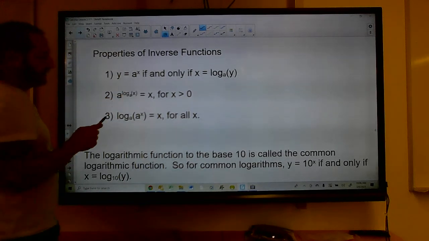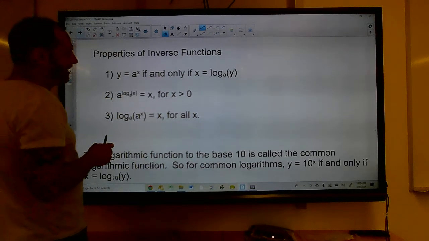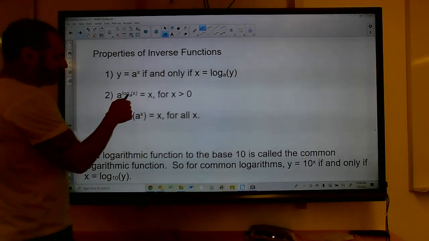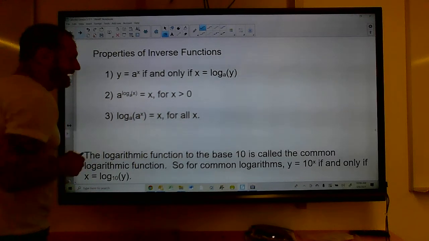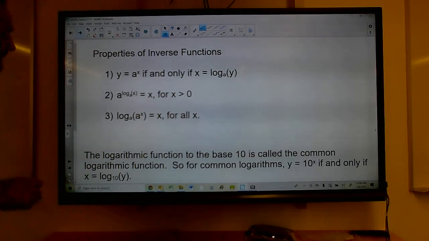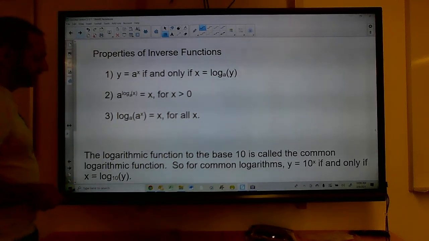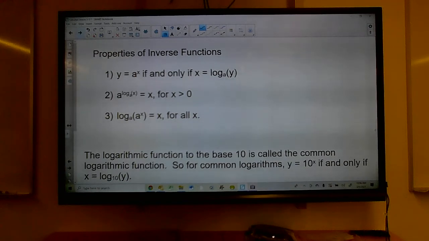A to the log base A of x equals x. So if I want to get rid of a log of base A, I just take A to that power, and that cancels out, and I just get x. Log base A of A to the x equals x.